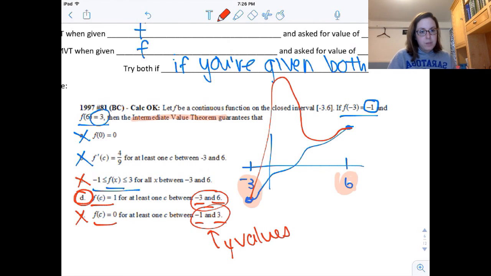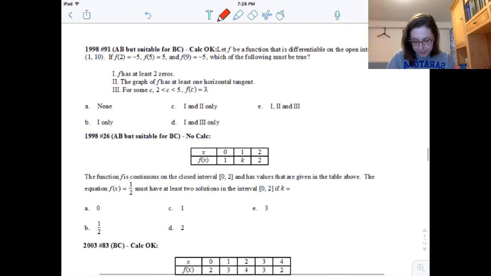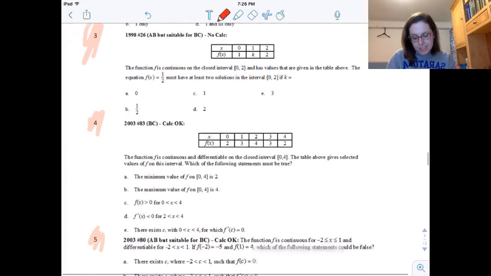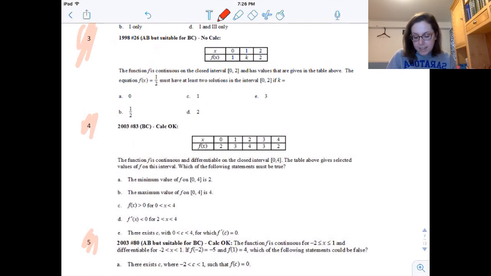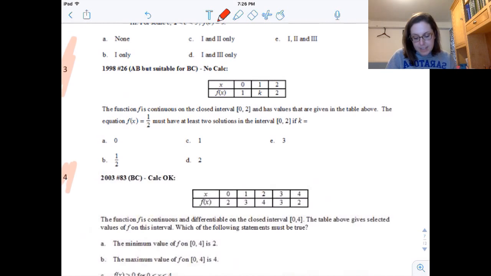All right, let's get a little harder. What's the next one I highlighted? Okay, this isn't that much harder. So the next one is this. The function f is continuous on the closed interval from 0 to 2 and values given in the table. The equation f of x equals 1/2 x has at least 2 solutions if k equals what?